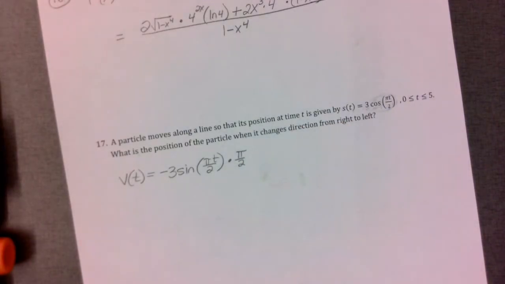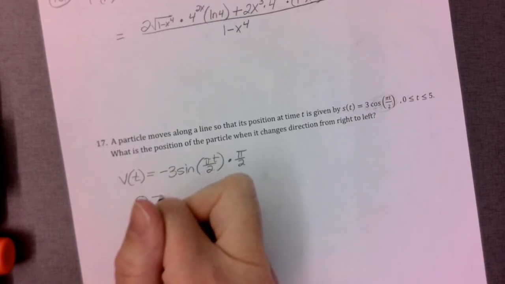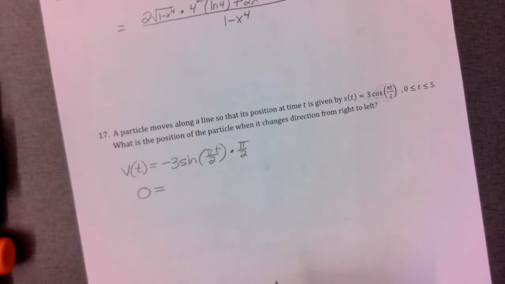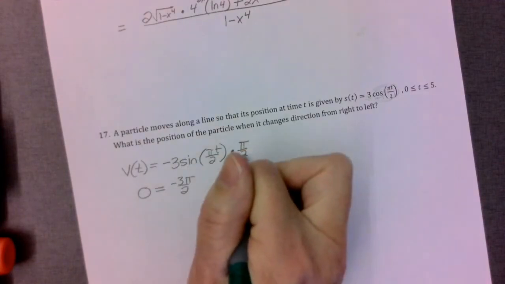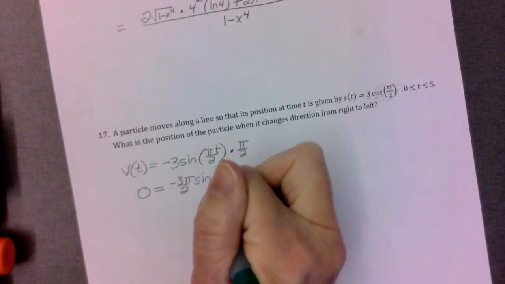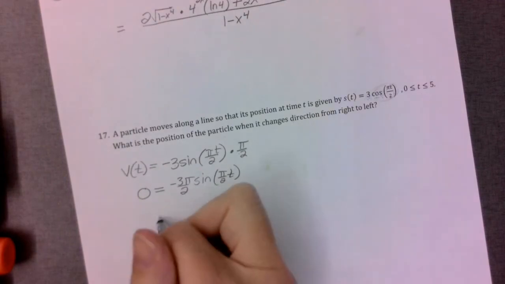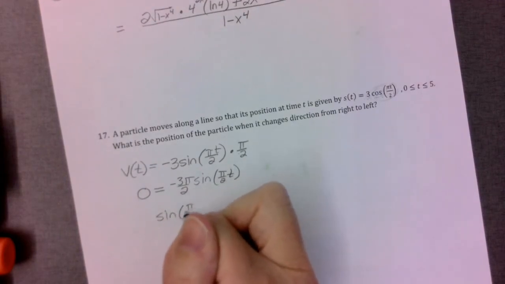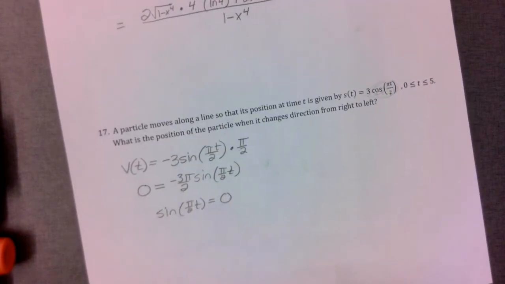When a particle changes from moving right to left or left to right, that means it pauses. That means its velocity as it changes direction is 0. Key step. Negative 3 pi over 2, combining constants, sine of pi over 2 t. Well, who would go to 0 of all this group? Only the sine of pi over 2 t is eligible to go to 0 because this is a constant.